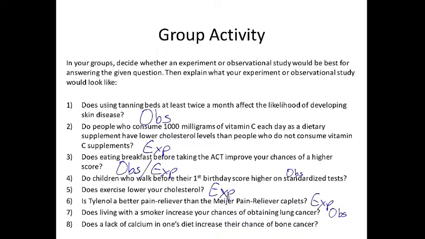Last one, does a lack of calcium in one's diet increase their chances of bone cancer? Again, that one should be an observation, because you're not going to say, okay, we're going to remove calcium from your diet and see if you get bone cancer. You might want to just observe people that have a little calcium in their diet versus people that have more calcium in their diet. You're not going to want to try to give someone cancer. So always consider the ethics behind things when you're considering whether it should be an observation or an experiment.